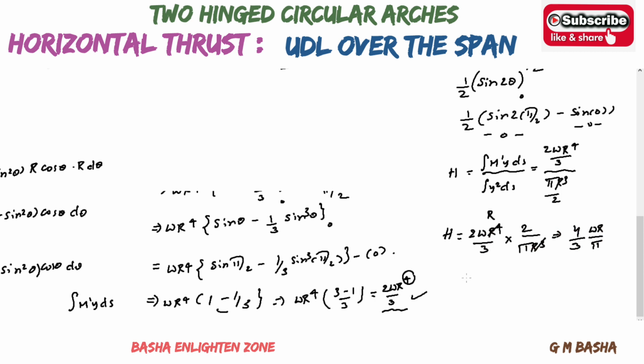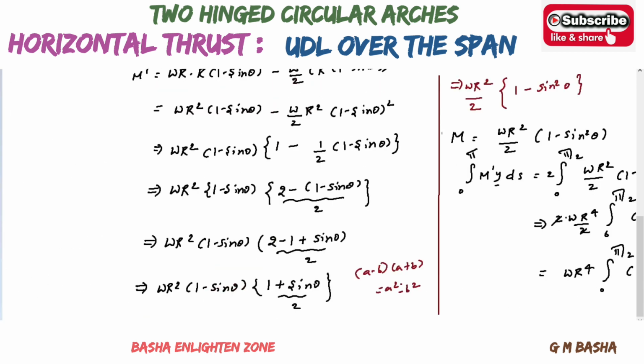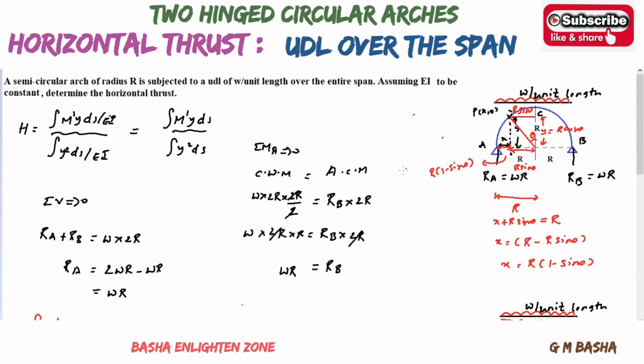So that the horizontal thrust developed on a UDL spread over the entire span will be equal to 4 by 3 wr by pi.